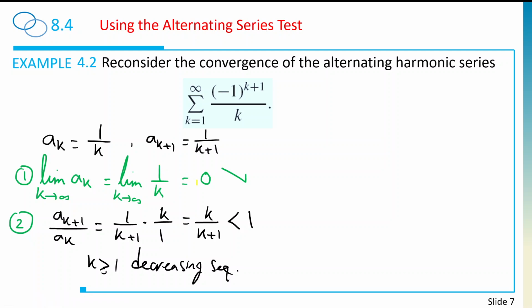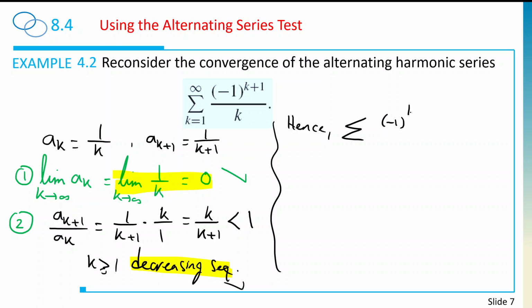So now what do I have? The limit equals 0, and I have a decreasing sequence. Once those two conditions are satisfied, I can say that hence the sigma, the question itself, (-1)^(k+1)/k from k=1 to infinity, converges by the alternating series test.